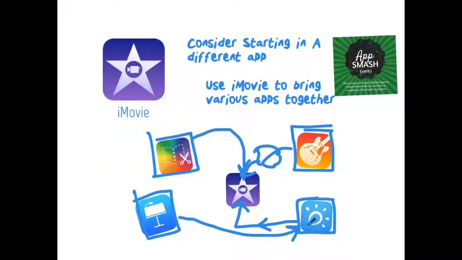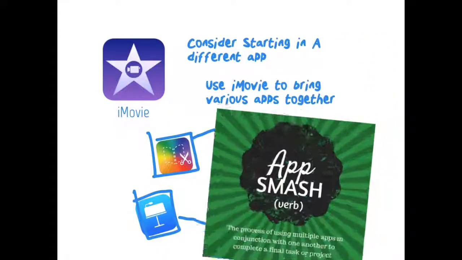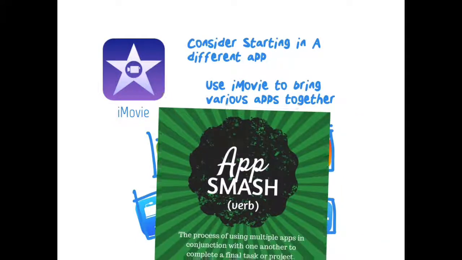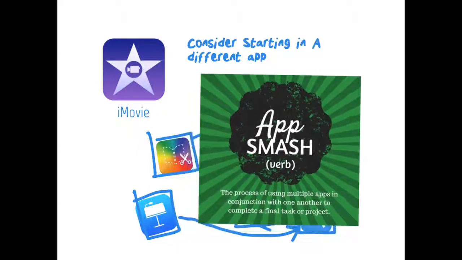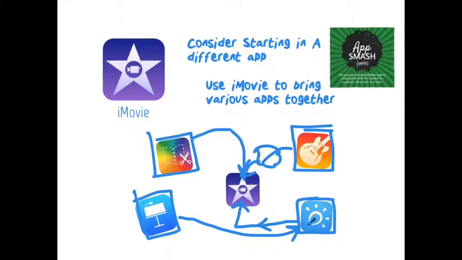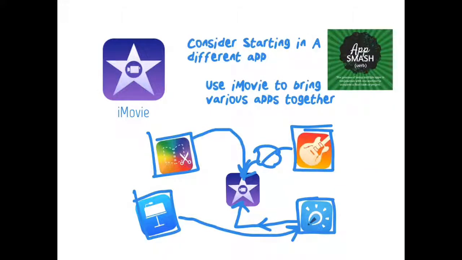So as you think about your next project for school, I recommend that you consider starting in a totally different app than one you normally start with. And when we can start bringing together different kinds of apps, we've got something called app smashing, which is the process of bringing multiple apps together to create one great final project. So go ahead and give any of these apps a try for this particular project, and I bet you'll be excited with your new results.